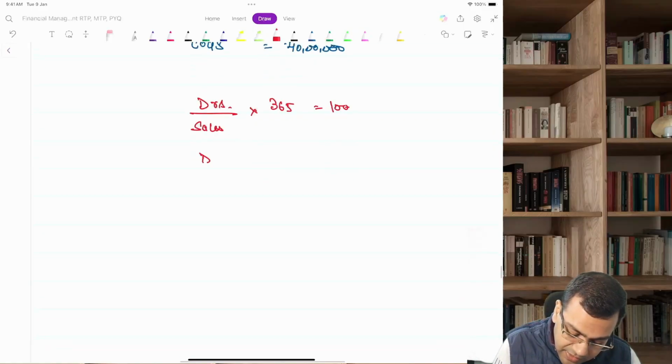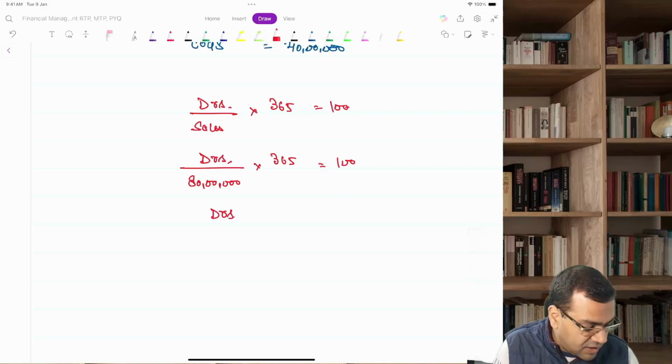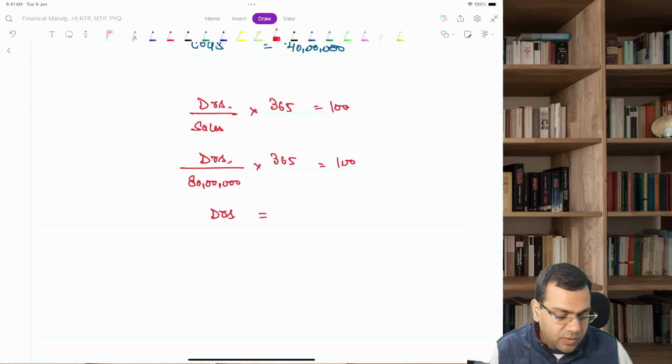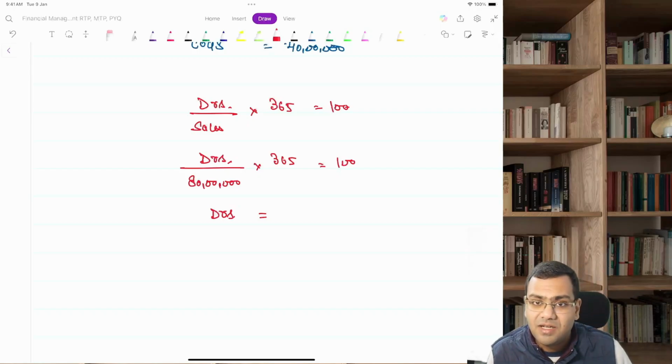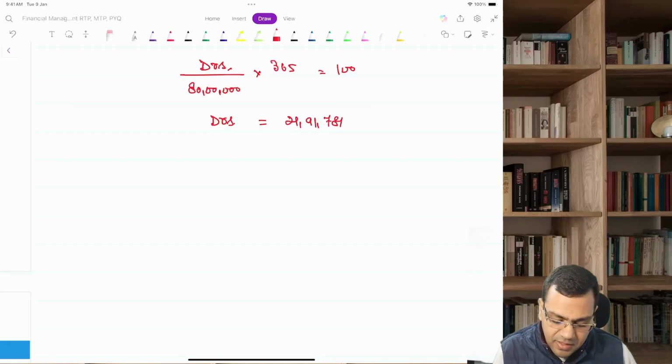So we can calculate debtors divided by sales of 80 lakhs multiplied by 365 is equal to 100. So from here you can calculate the value of your debtors, right? So 100 divided by 365 into 80 lakhs, that comes to 21 lakh 91,781. You can round it off, no issues with that.